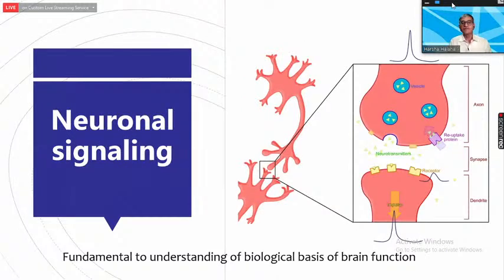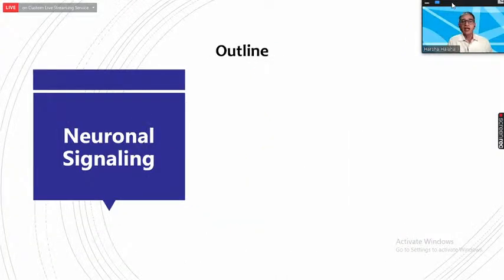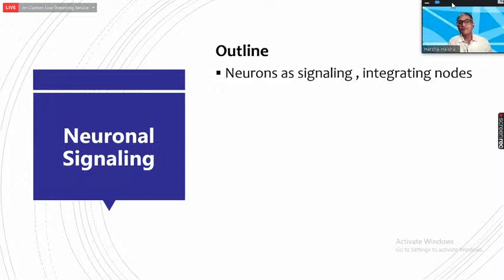What are the fundamentals of the biological basis of brain functioning? The obvious answer would be the communication between neurons, and that's what we would focus on. We would, in today's session, look at neurons, the role of neurons in signaling and in integrating information. We would start off with that.